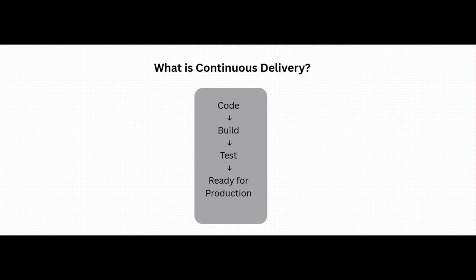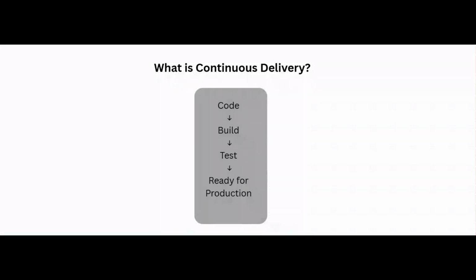Now let's understand the second part of CI/CD, which is continuous delivery. We have already seen that continuous integration automatically validates the code, runs the test cases, and ensures that the application can build successfully. But what happens after CI is completed successfully? This is where continuous delivery comes into the picture. So in continuous delivery, once the code passes all the validation, test cases, and build checks, the application is automatically packaged for deployment. In other words, the application is always kept in a deployment-ready state.